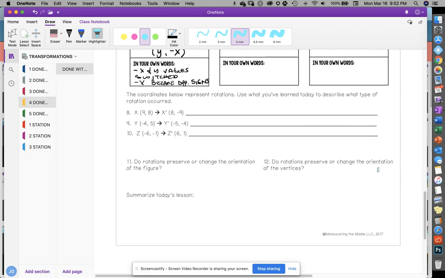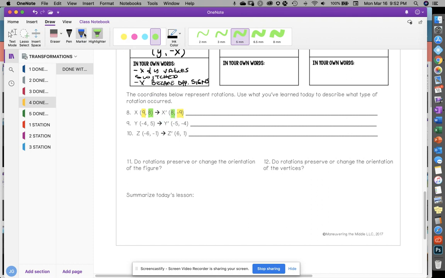All right, so number 8. Let's look at number 8. I'm going to get my highlighter. We have this situation here. So I'm going to see my X is 9, but now my Y is a negative 9. Okay. My Y is 8, but now my X is 8.